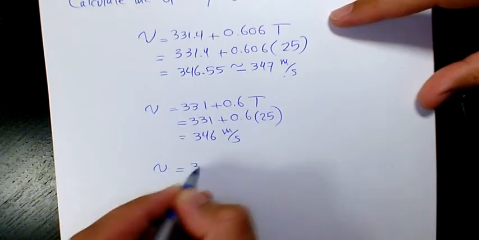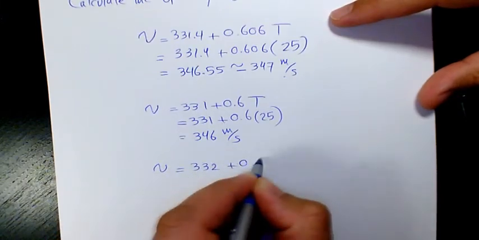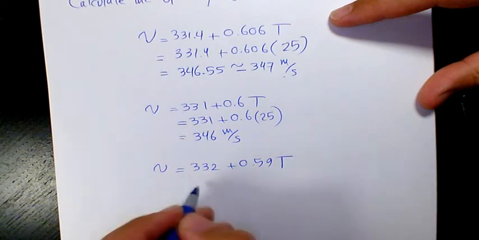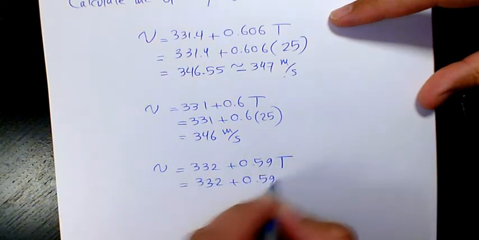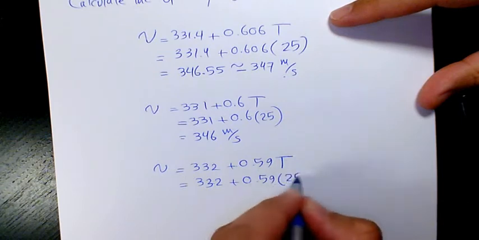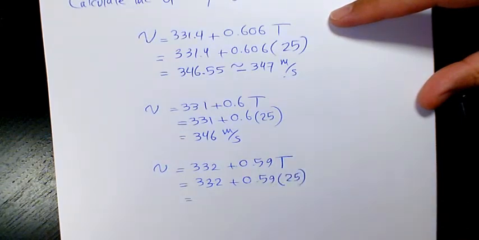The third equation, 332 plus 0.59 times T. So 332 plus 0.59 times 25. Let's see.